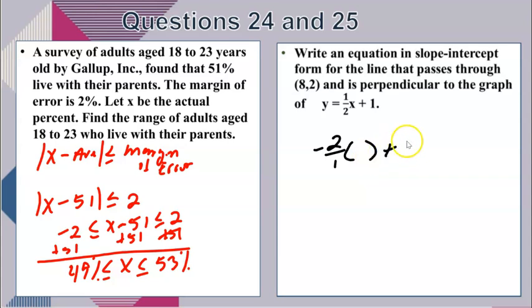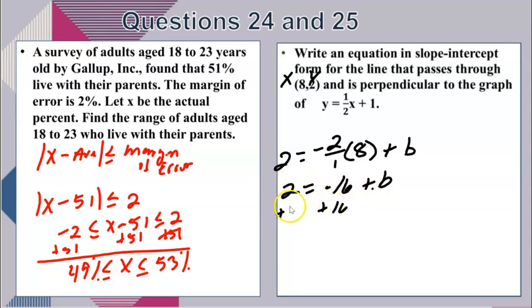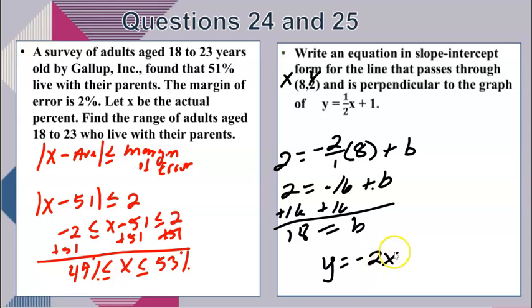Now I need to choose an x and y so I can find the b. They gave me an x and a y here, so when y is 2 and 8 is my x, I would have negative 16 plus b equals 2. To get b by itself, I'm going to add 16 to both sides, and I would have a y-intercept of 18. So the equation that's perpendicular would be y equals a negative 2x plus 18.